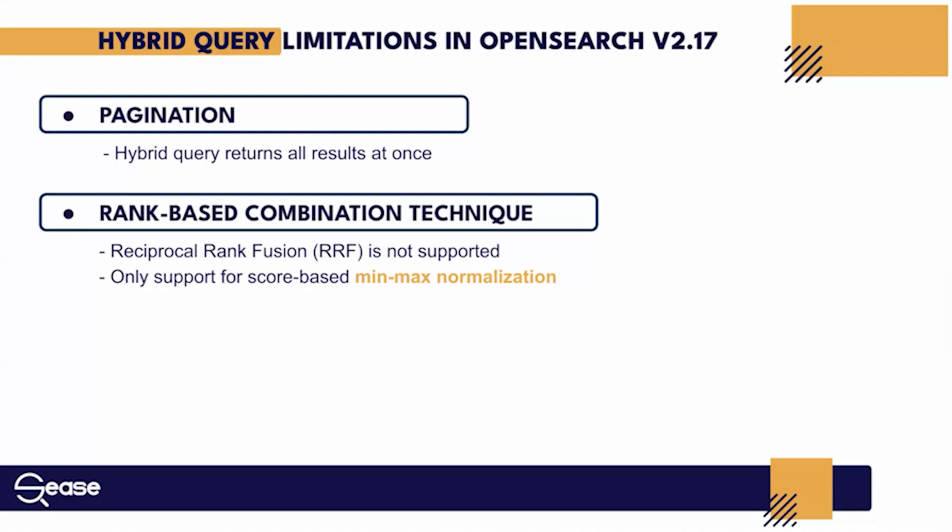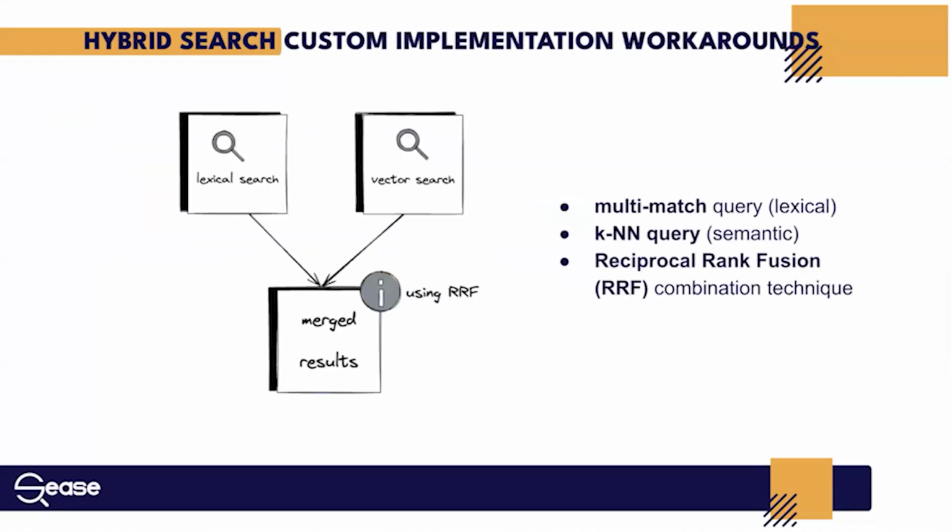So how did we implement that hybrid search? We took a very simple approach. We run a lexical search, multi-match with OpenSearch, and then a vector search, a k-NN search. Once we run the two searches and have the result sets, we merge them together using our custom reciprocal rank fusion service, and then we get the results.